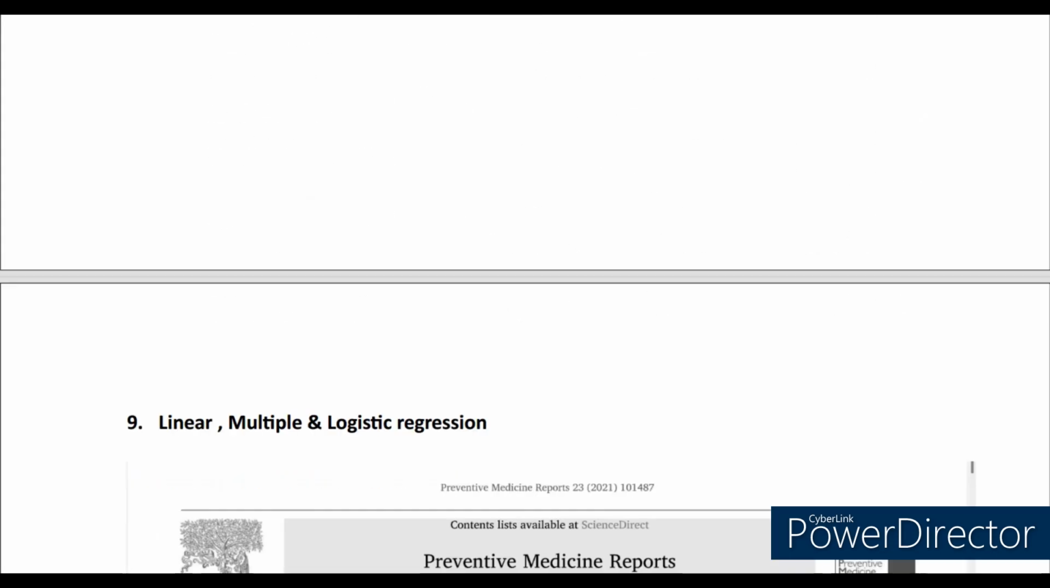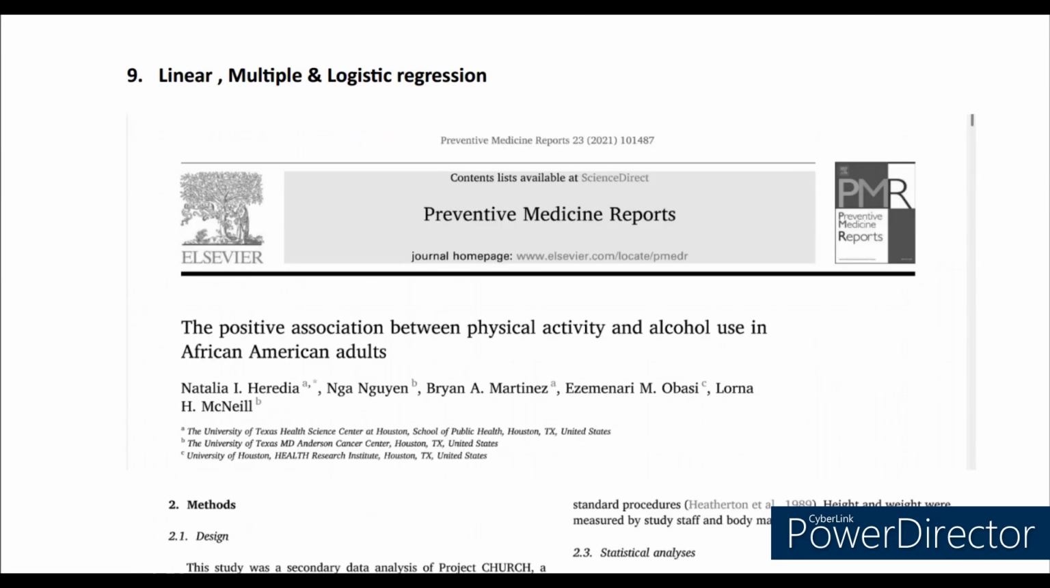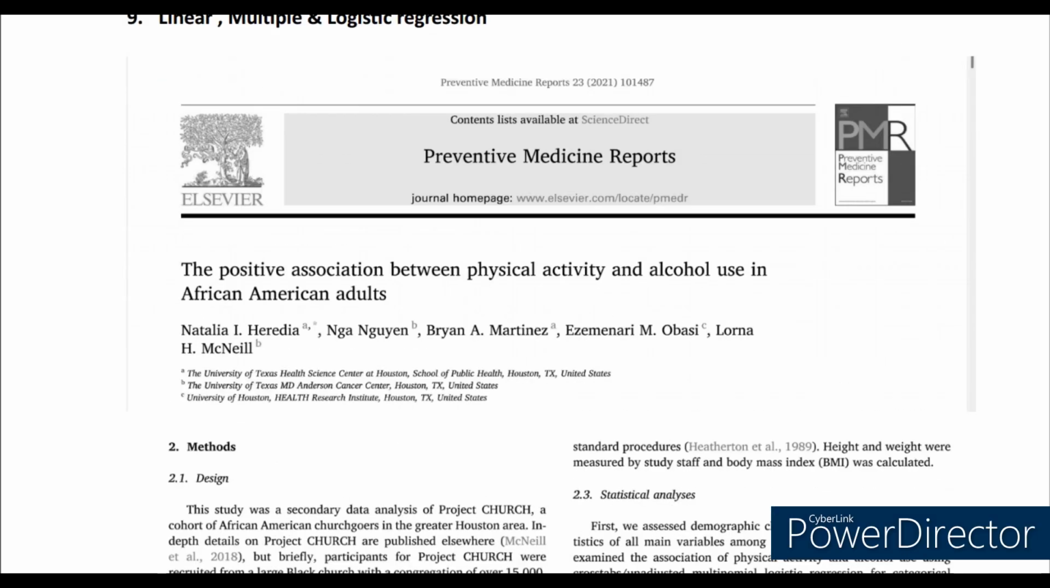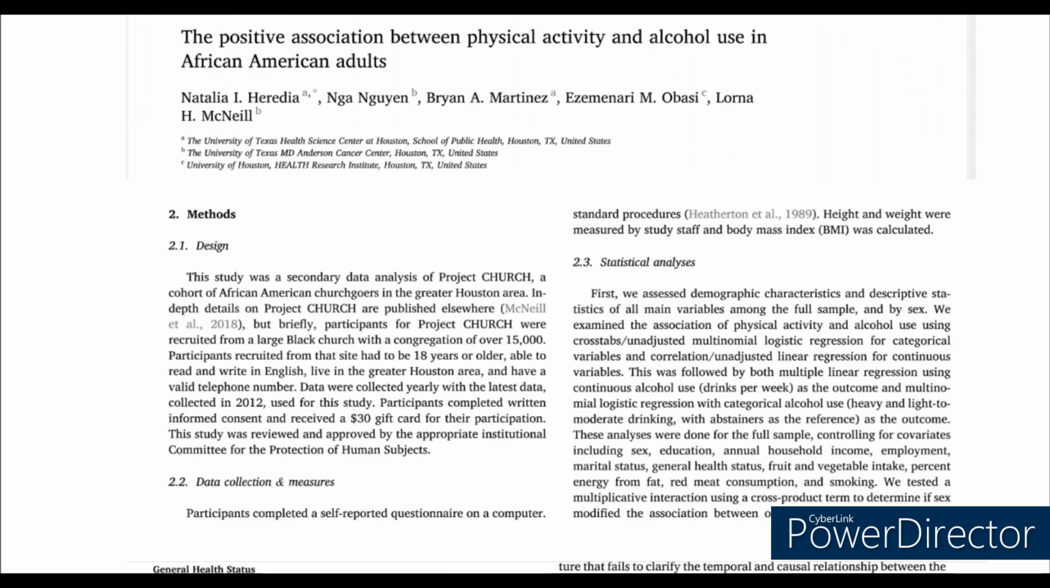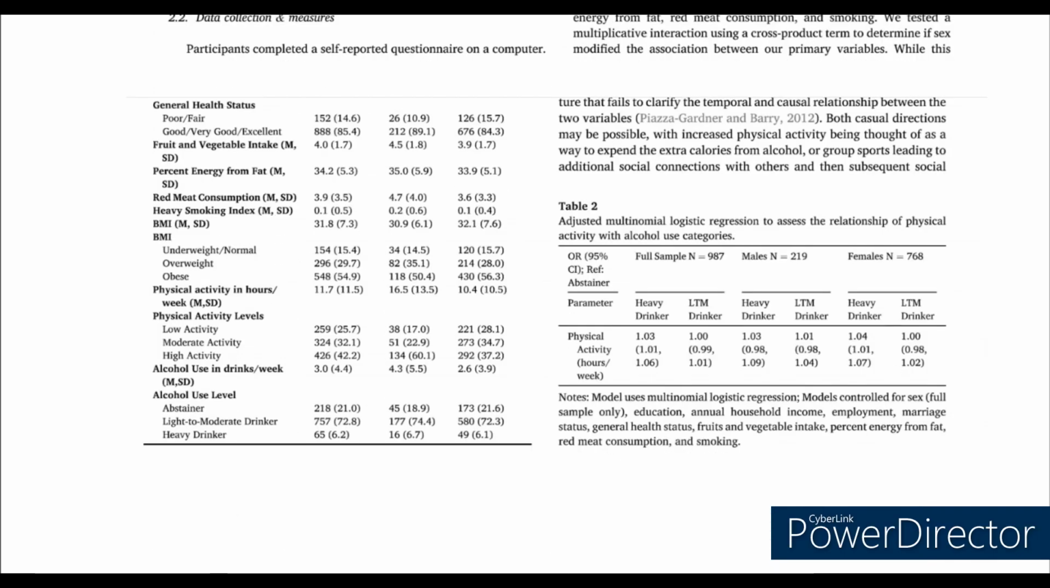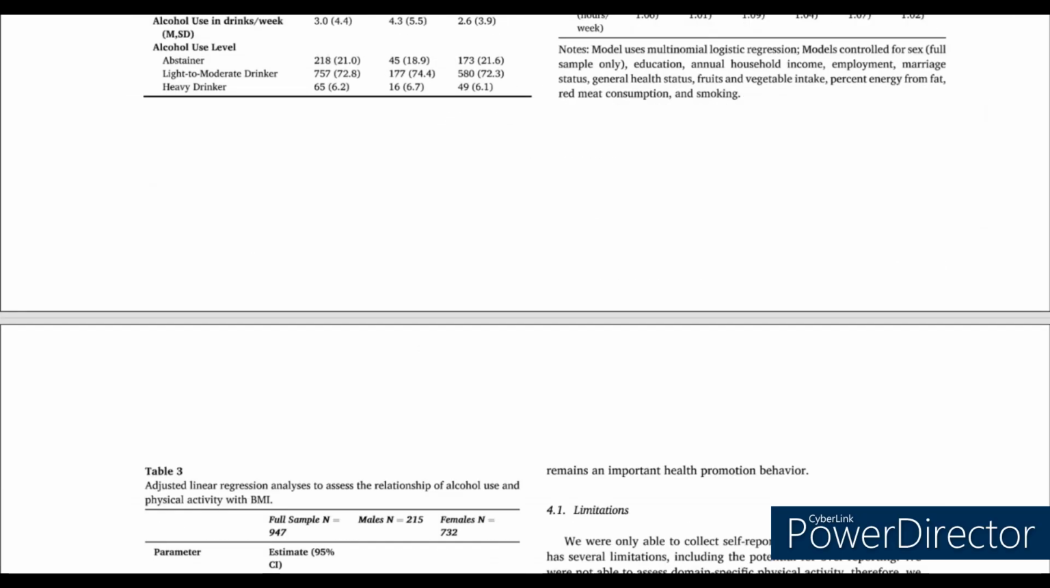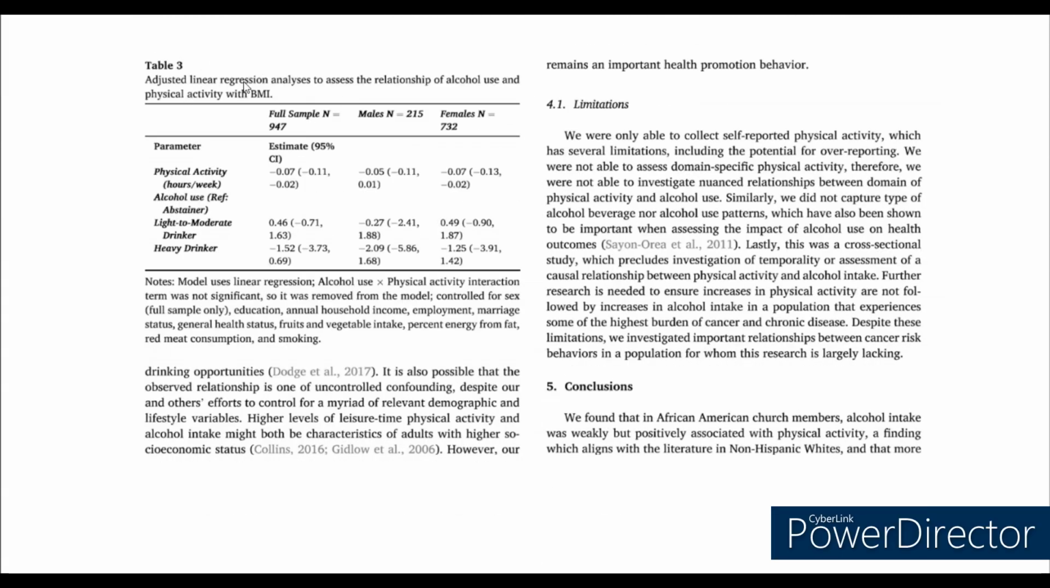And now coming to the next one, that is linear multiple and logistic regression. The title of the article is The Positive Association Between Physical Activity and Alcohol Use in African American Adults. If you can look at the results section, you can clearly see they have used multinomial logistic regression to assess the relationship of physical activity with alcohol use categories. And also you can see a table for linear regression analysis to assess the relationship of alcohol use and physical activity with body mass index.